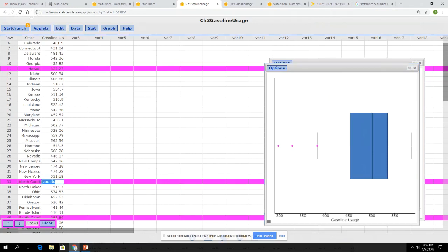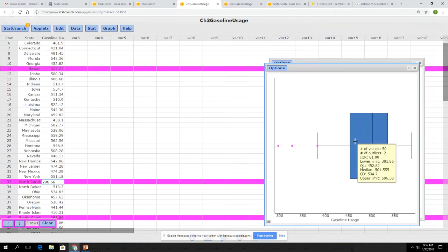I've already highlighted them. We already found them. What's this point? If I hover over it, it'll tell me. Gasoline usage, 29666, and that's North Carolina. Why is North Carolina gas usage so low in 2000? You don't know that, right? You can't tell that by looking at this, but you can tell that it's something you should look into.